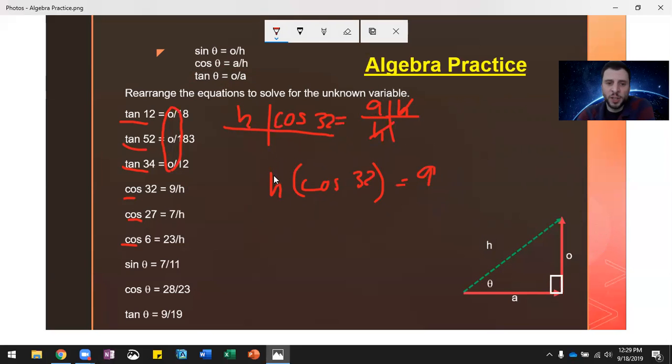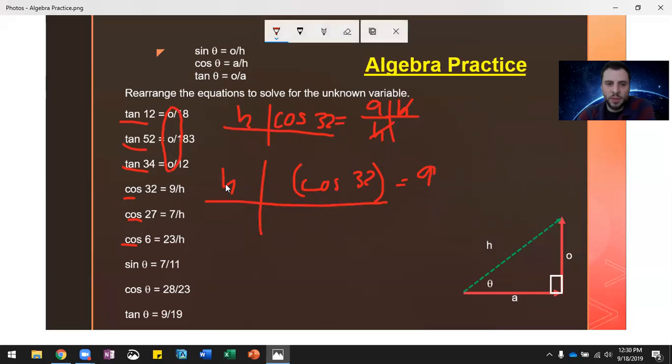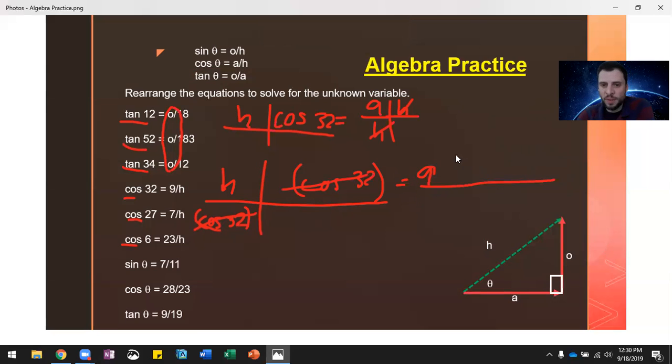So now we have two numbers multiplied by each other. We have h and cosine of 32. And how do we get h by itself? How do we get rid of the cosine of 32? Well, cosine of 32 is on the top. We want to get rid of it. We have to put the cosine of 32 on the bottom, right? The cosine of 32 divided by the cosine of 32 equals 1. All right? So those cancel out right there. And whatever we do to one side, we have to do to the other. So we divide this side by the cosine of 32 as well.